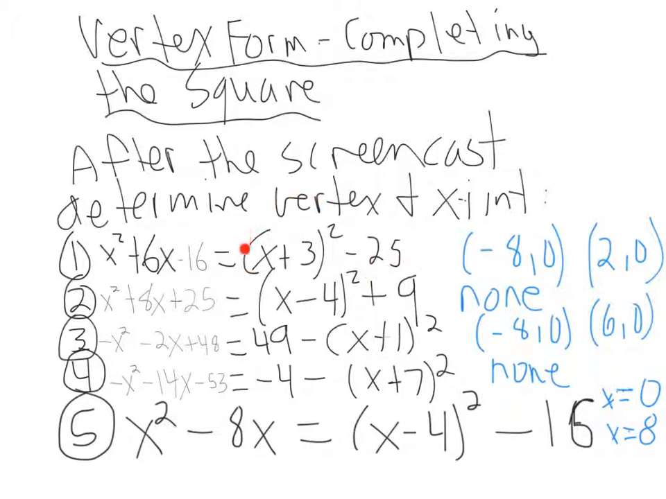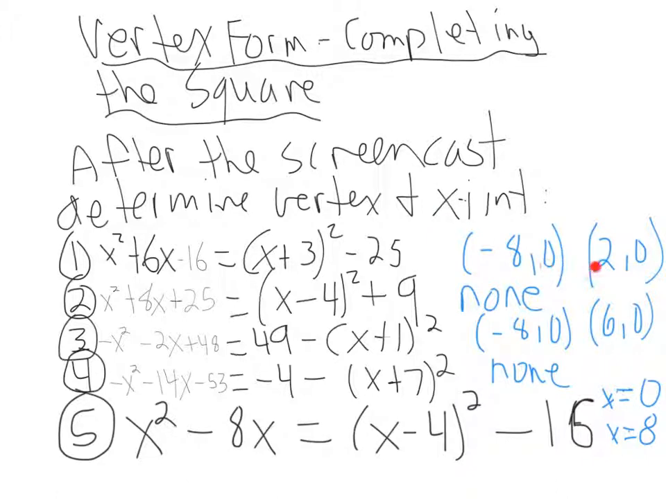Because the whole idea is that this graph is opening up, it's smiling, because there's a positive out front. If there's no sign showing, it's positive. So the whole idea is, what makes that bracket a 0? Well, the only number that can make that parenthesis 0 is -3. So when x equals -3, you've got the vertex. And then what's the y value? Well, if this happens to be -3, this whole thing is worth 0, and 0 minus 25 is -25. So the vertex would be at -3, -25.